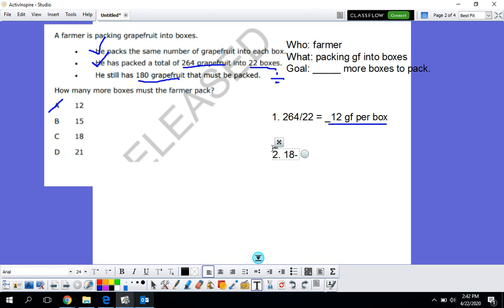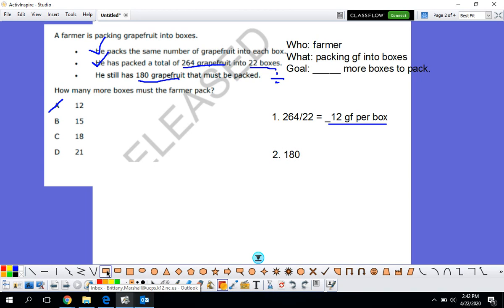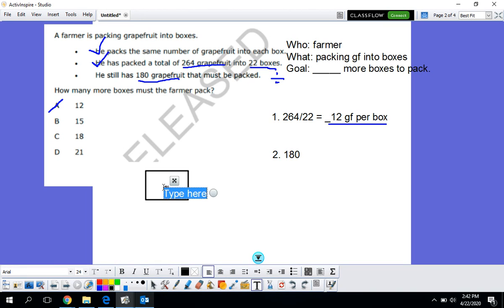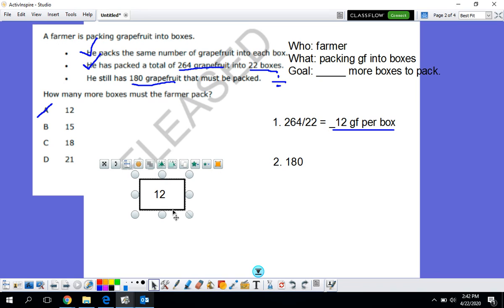He has 180 grapefruit. And it said he wants to pack them, but he needs to know how many boxes to pack them in. Well, if he's trying to find his boxes, and we know there's 12 grapefruit per box, that makes me think, well, if I take the 180 and let's show a box here. Here's a box. How many go in that box? There's 12. And I keep doing that until I use all of my grapefruits.